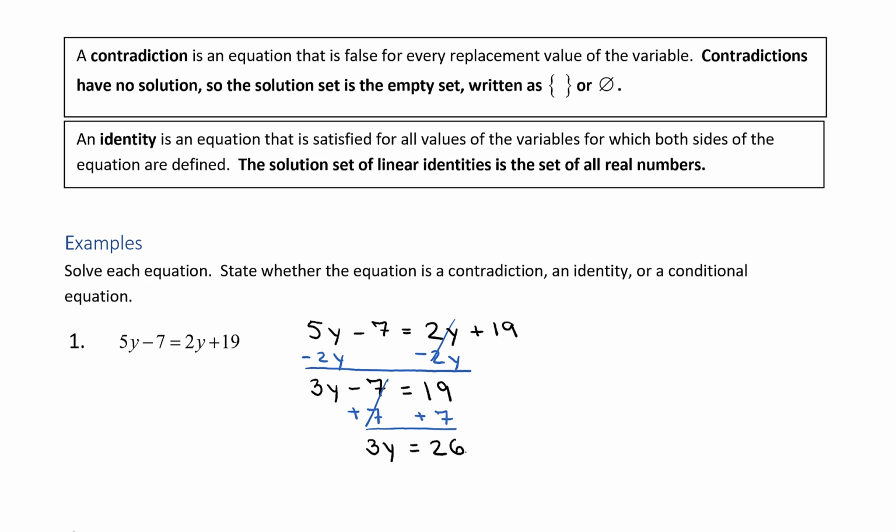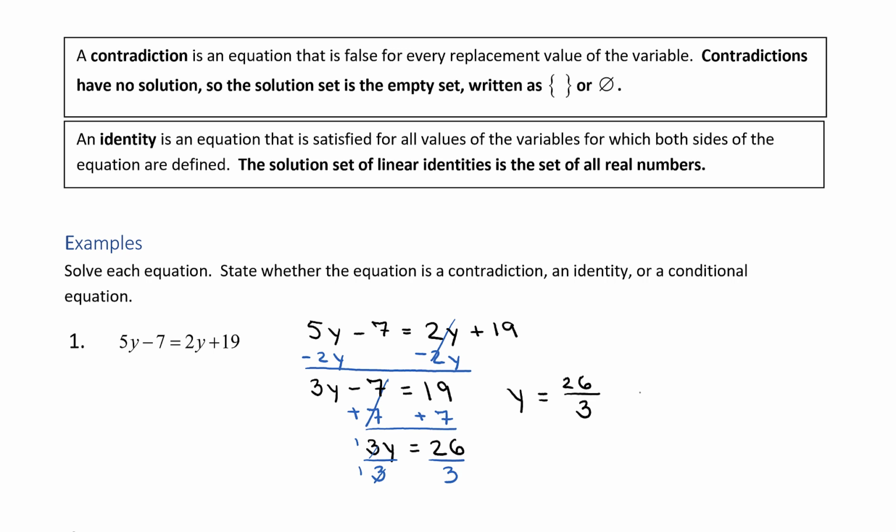Now, since there is a 3 being multiplied to the y and we want to isolate that y, we're going to divide by 3 to both sides of our equation. The 3s are going to divide out, and we will end up with a coefficient of 1 in front of the y, and we will have y is equal to 26 thirds. So we can go ahead and write this as our solution. I'm going to go ahead and box that in.